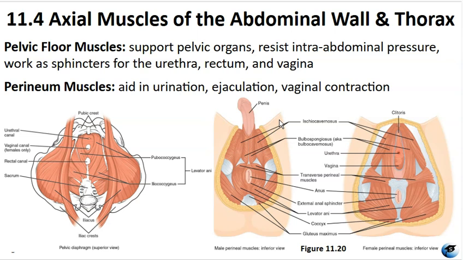The perineum is a more superficial area below the pelvic floor, extends from the pubic symphysis to the coccyx, and is divided into urogenital and anal triangles. It contains muscles such as the bulbospongiosus, ischiocavernosus, transverse perineal muscle, and external anal sphincter. These assist in genital movement, sphincter control, and reproductive function. Together, both muscle groups support core stability and help regulate urinary, digestive, and sexual systems.